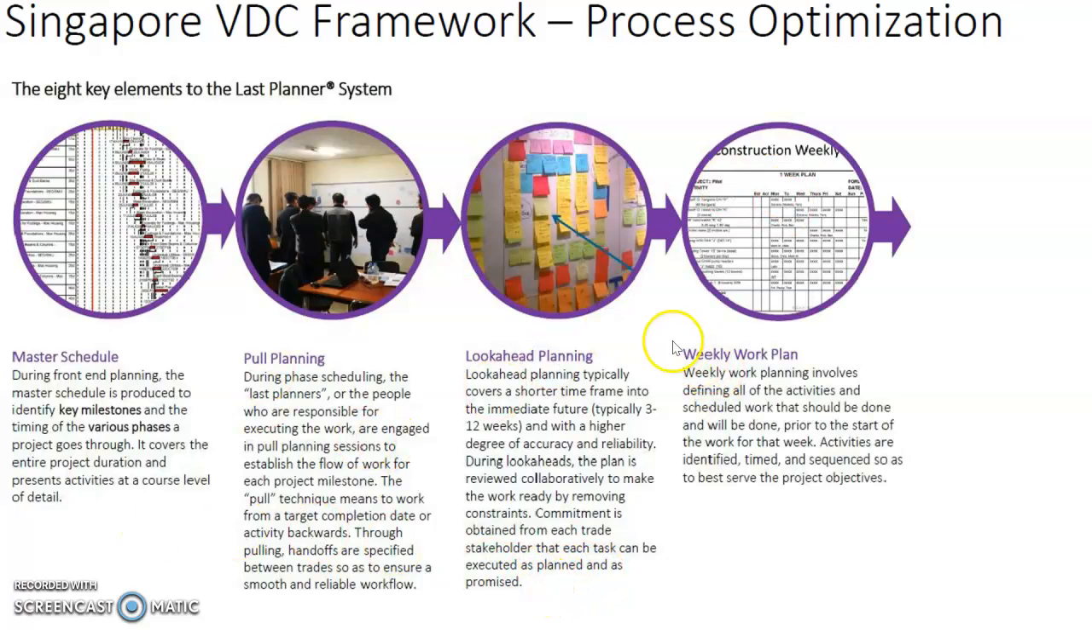And then we go into the weekly work plan. Weekly work planning involves defining all of the activities and scheduling work that should be done and will be done prior to the start of the work for that week. Activities are identified, timed, and sequenced so as to best serve the project objectives.